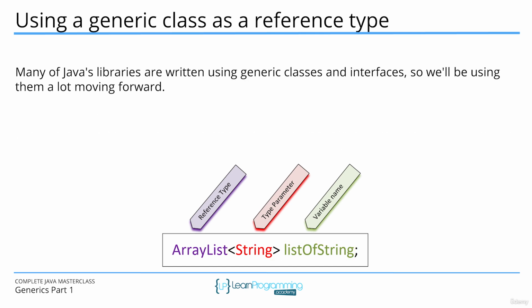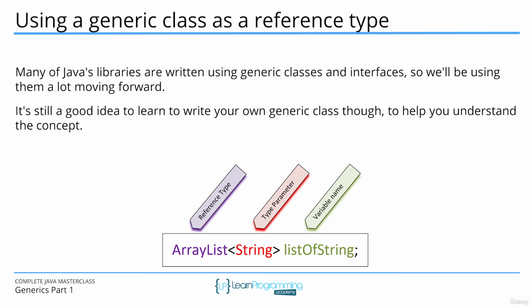Many of Java's libraries are written using generic classes and interfaces, so we'll be using them a lot moving forward. It's still a good idea to learn to write your own generic class though, to help you understand the concept. Next, I want to walk through a non-generic class example, and then turn that class into a generic example.